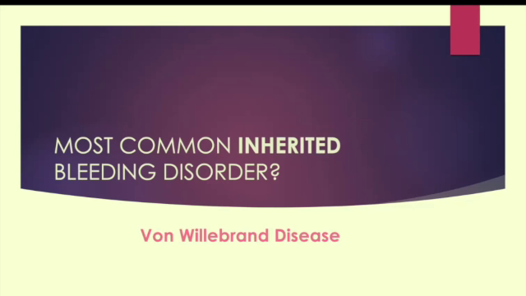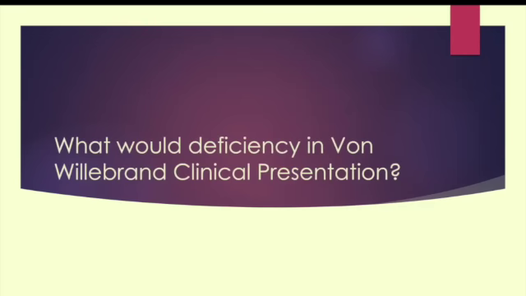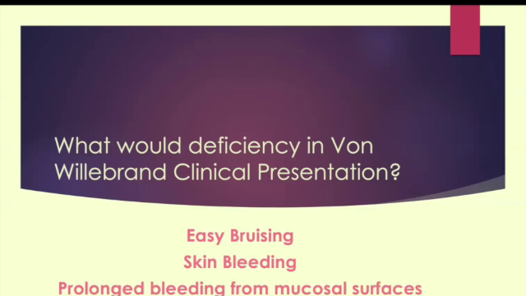TTP, because TTP has some other features, so I remember that from there. What would be the clinical presentation of von Willebrand deficiency? That would be easy bruising, because again, it's a clotting factor, skin bleeding, and prolonged bleeding from mucosal surfaces, like teeth brushing or flossing. I think that's genetic, but I think you can get it from viral, though very rare.